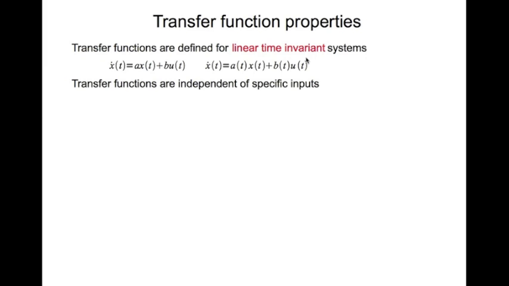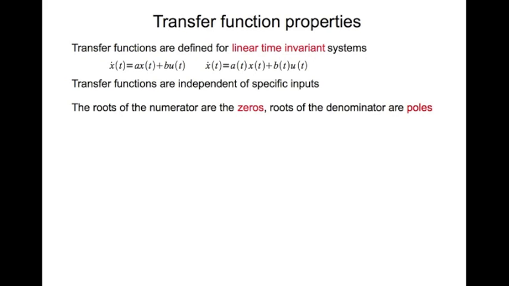Transfer functions are independent of specific inputs. Transfer functions are the characteristic of a system. The roots of the numerator are the zeros of the system. Roots of the denominator are poles. So you can write the output divided by the input in the Laplace domain as a transfer function. The transfer function is a rational fraction, so you can write it as a numerator divided by the denominator. If you set the numerator equal to 0 and solve for s, you get the zeros of the system. You set the denominator equal to 0 and solve for s, you get the poles of the system.